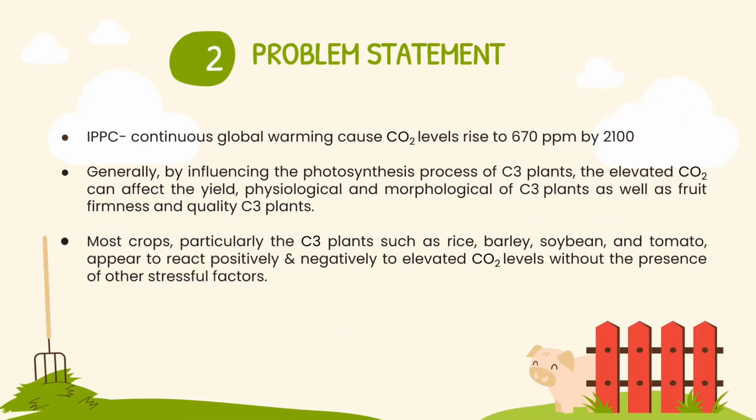IPCC recorded continuous global warming caused CO2 levels to rise to 670 ppm by 2100. Generally, by influencing the photosynthesis process of C3 plants, the elevated CO2 can affect the yield, physiological and morphological properties of C3 plants, as well as fruit firmness and quality. Most crops, particularly the C3 plants such as rice, barley, soybean, and tomato, appear to react positively and negatively to elevated CO2 levels without the presence of other stressful factors.